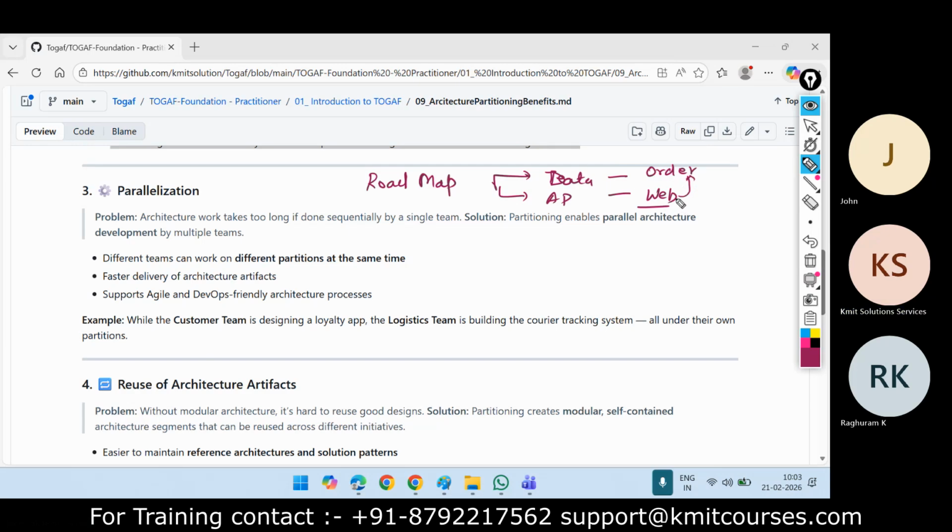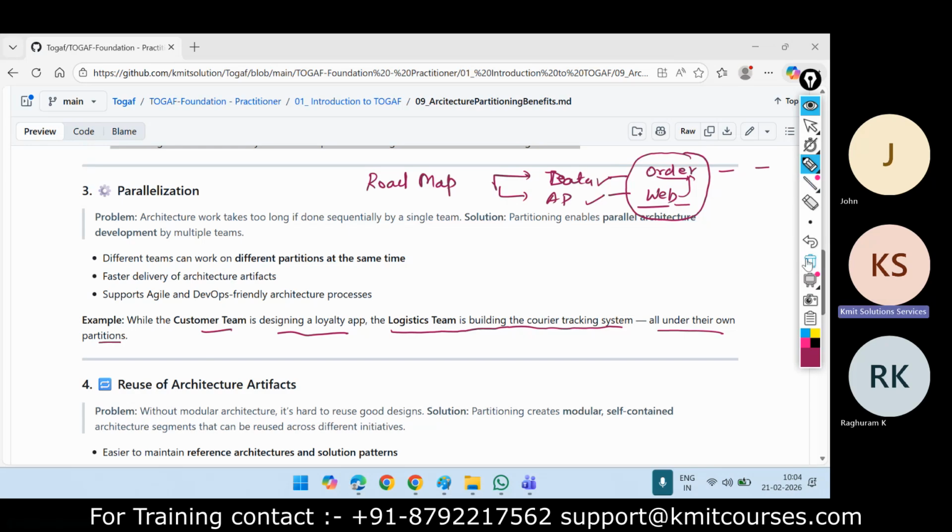So in that scenario, the application team will start working. If they are having a design only, of how the order table will look, or maybe they have created the order table and now they are working on another part. So now the application team and the data team can work together. Maybe some other teams also can work together. So it will speed up your work, right? While the customer team is designing the loyalty app, the logistics team is building the courier tracking app, all under their own partitions.